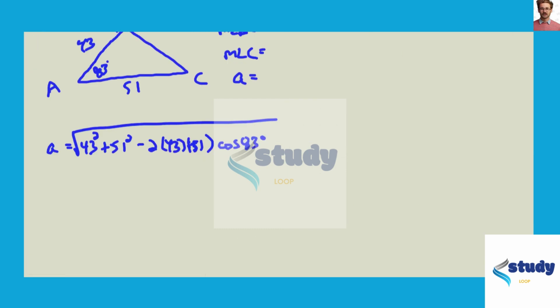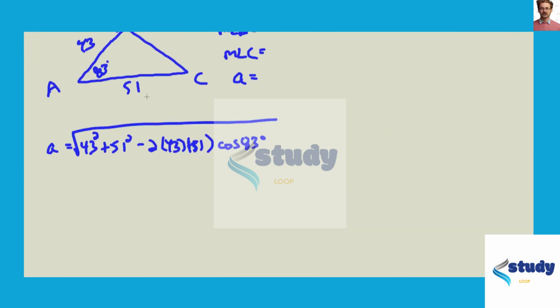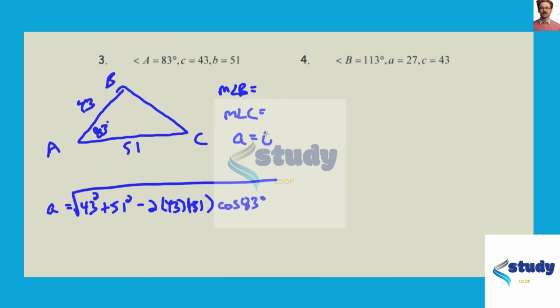So we've got the square root of 43 squared plus 51 squared minus 2 times 43 times 51 times the cosine of 83 degrees, and that is 62.57. I'm going to go to 2 decimal places, but you can round accordingly. You can call it 62.6.